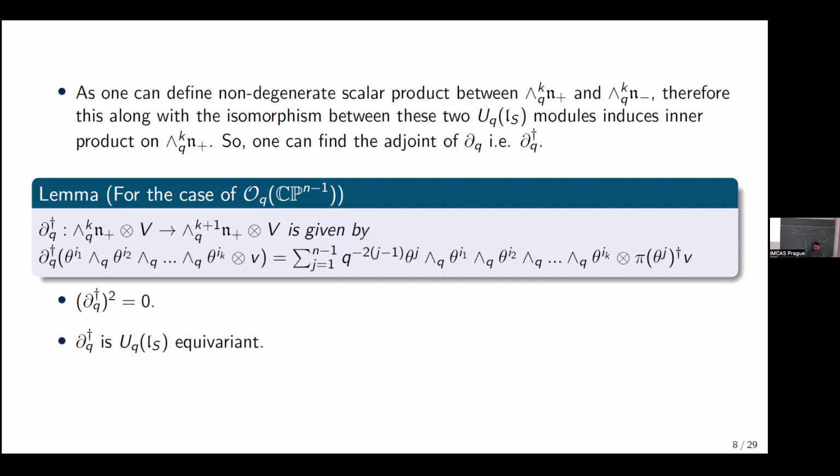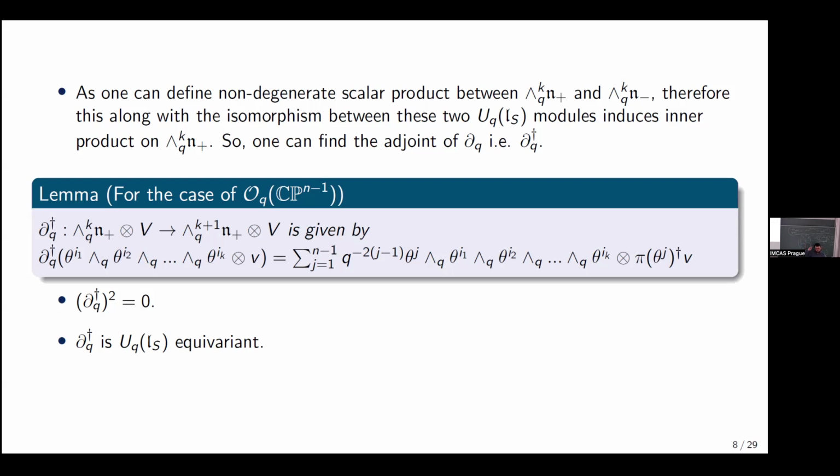So then since we have this Kostant Laplacian, one can talk about the adjoint of the Kostant Laplacian. But before that, we need the pairing between this n plus and n minus. So I talked about the pairing of n plus and n minus, and similarly one can find the pairing of the kth power of n plus and the kth power of n minus.